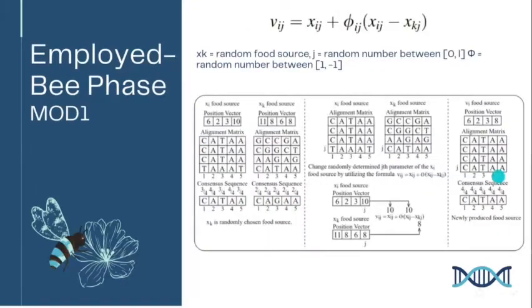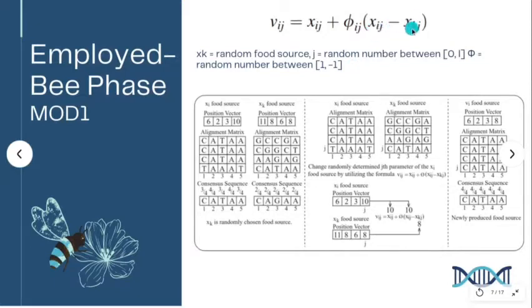So now we move on to the employed bee phase for our first modification. Firstly, the food sources are randomly assigned to employed bees, and then they start to explore the neighborhood by using this equation. Here, xi is the current food source, that is the current position vector, and phi is a random number between 1 and -1.